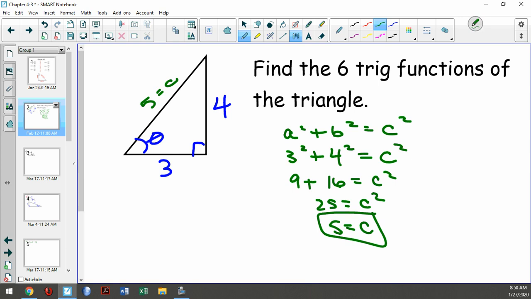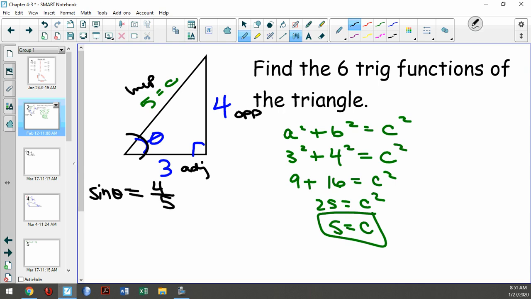Okay, now with that being said, I want you to find the 6 trig functions. So the first trig function I'm going to find is going to be the sine of theta. That is going to be the opposite. This is opposite. This is adjacent. And this is the hypotenuse. And that is according to theta, which is right there. Do we all see that? So sine is opposite, which is 4, over hypotenuse, which is 5.